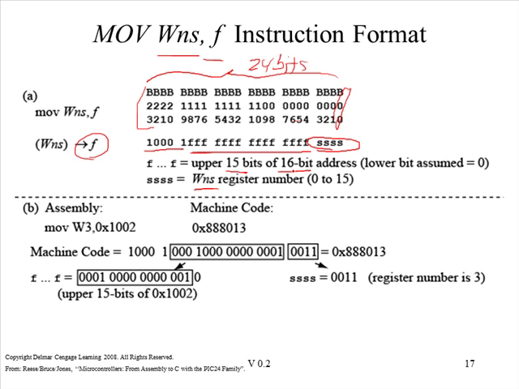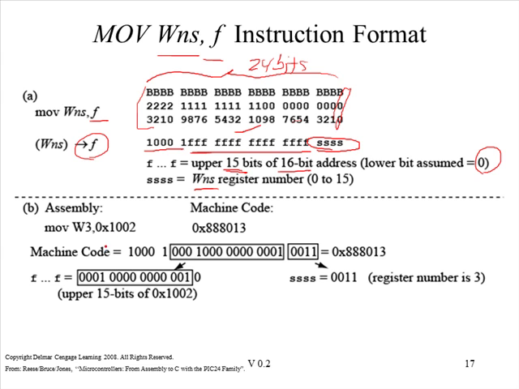The reason for this is that since it's a word operation, we know that we're always going to be copying to an even location, which means that the lower bit will always be a 0. So we only need the upper 15 bits of the data memory location.